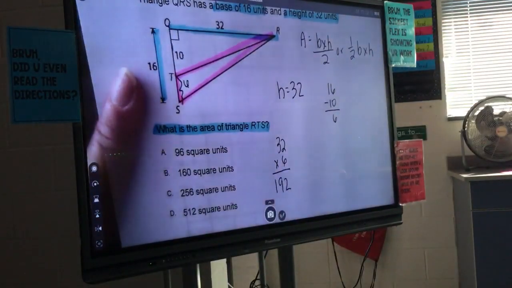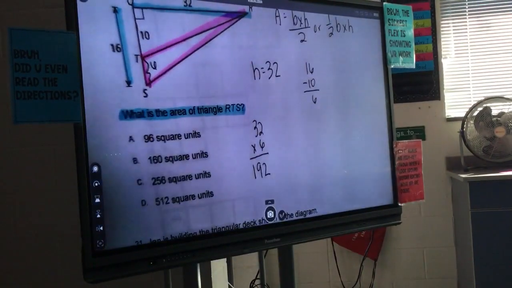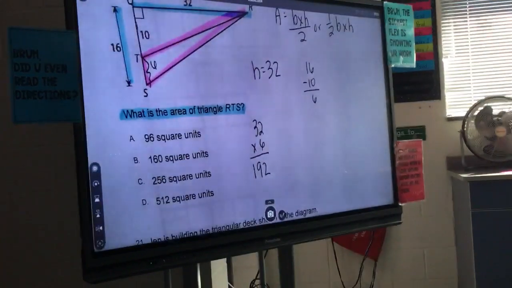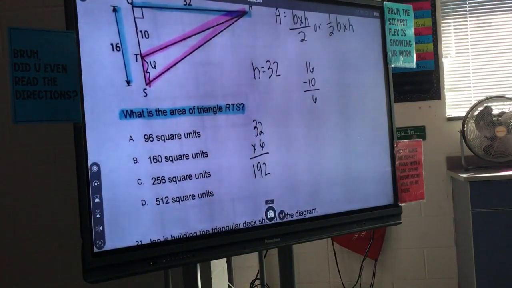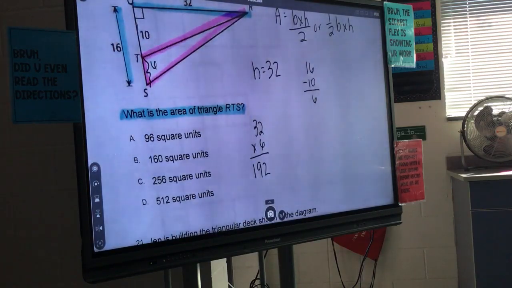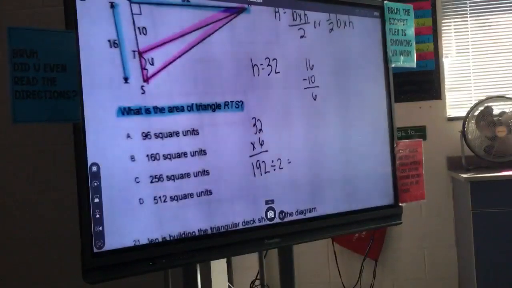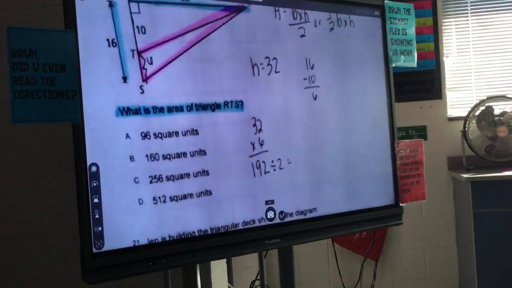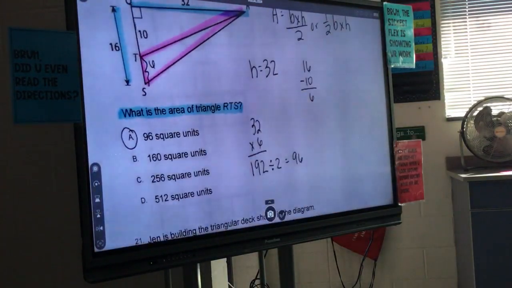192. Now, if you forgot part of your formula and you look and say, okay, my answer is 192, how do you know that is not your answer? Dominic? Well, what if you forget to divide by 2? Right, that's not on it. So hopefully that is telling you, oh, hey, I got to divide by 2. So again, in your calculator, divide this by 2. Lauren? 96. So your answer for this one is 96.